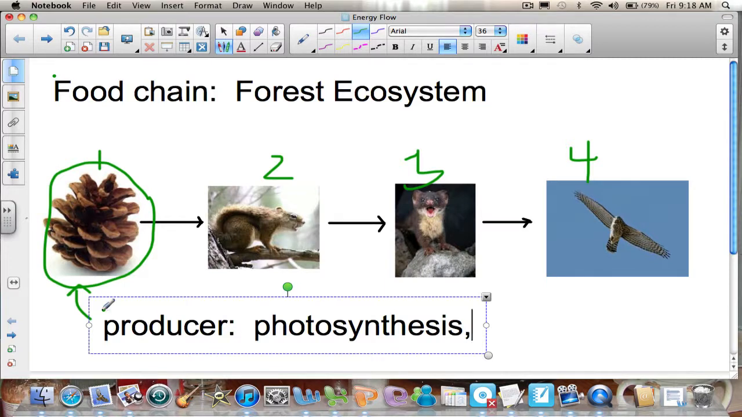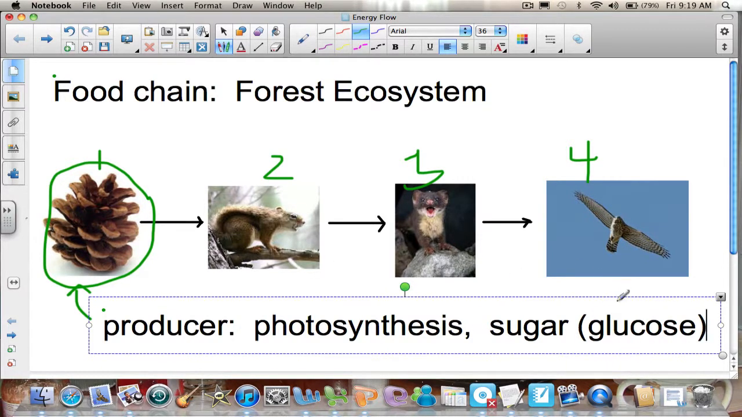Well, the energy that the tree actually makes is just sugar. And so when the red squirrel eats the pine cone, what it's getting from that pine cone is sugar for energy. And when the weasel eats the red squirrel, same thing. It's obtaining energy in the form of sugar. The sugar is in a specific molecule when it's made by a producer, and that is glucose.